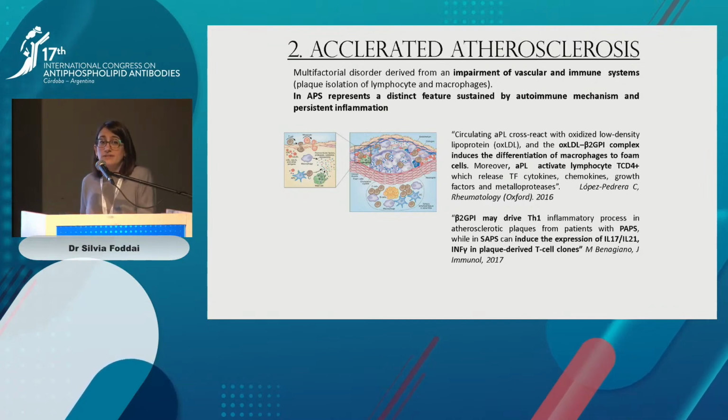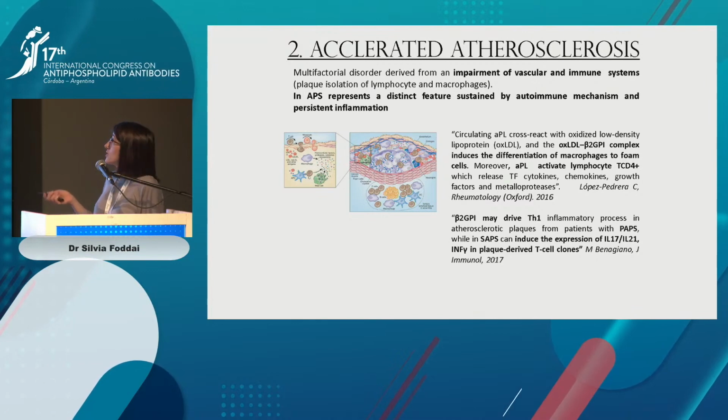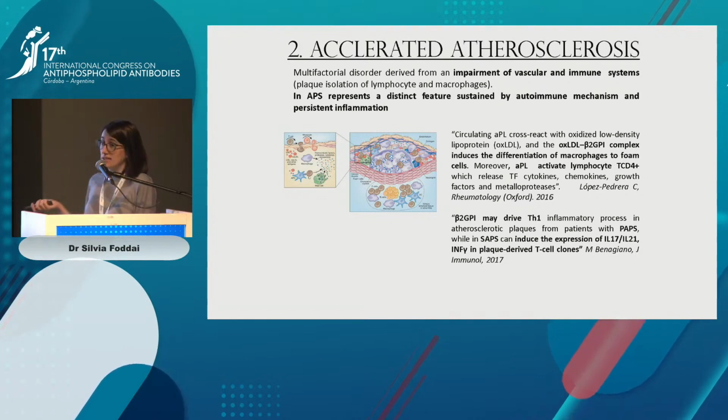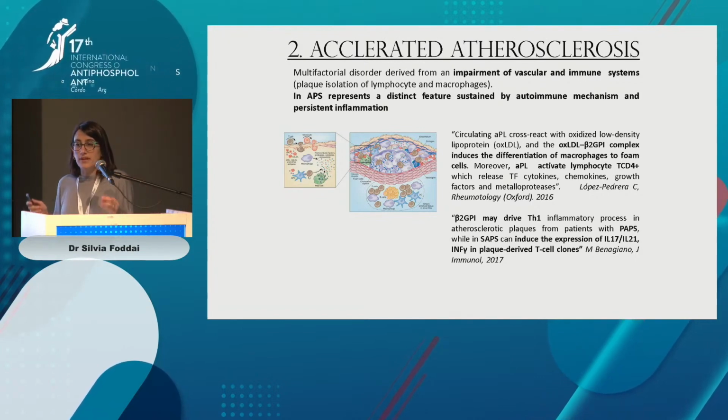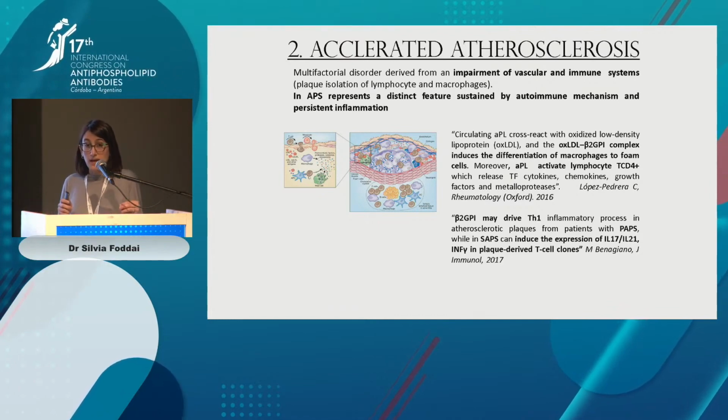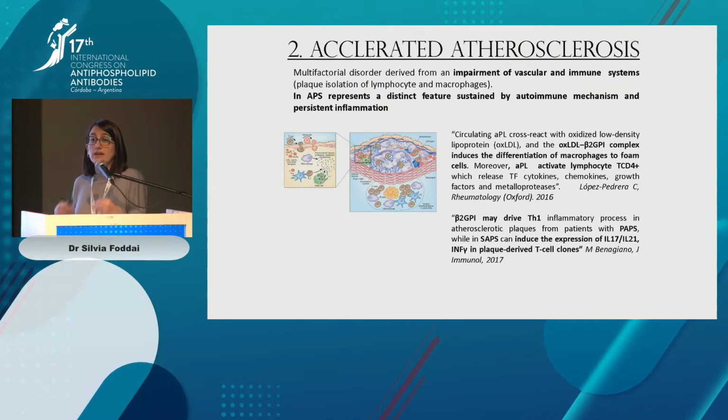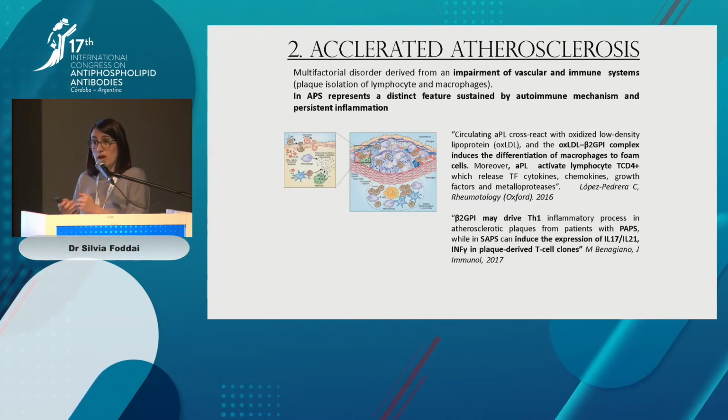What we know is that there are different pathways through which atherosclerosis could be exerted in APS, and two of them are represented here by two works of Lopez Pedrera and her collaborative group, and Benagiano and his group, which are the correlation between aPL and oxidized low-density lipoprotein, or activation of T lymphocytes, which exert and pronounce the atherosclerosis development.